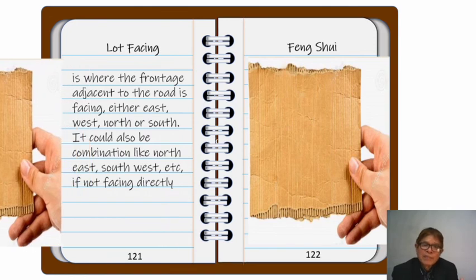Lot facing. Many of your buyers would be interested in where the lot is facing. A lot of them, in my experience, want a morning sun. And the morning sun means facing east. Lot facing is where the frontage adjacent to the road is facing, either east, west, north, or south. Or it could be a combination like northeast, southwest, etc., if it is not facing directly.